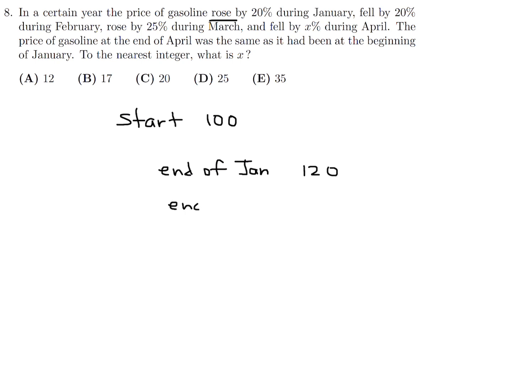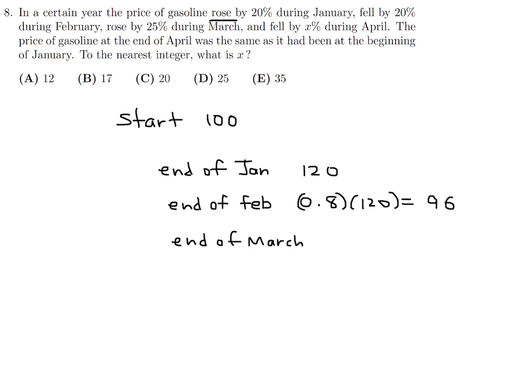At the end of February, it fell by 20%. So we have to go 0.8 times this 120 to get our new number, and that's 96. At the end of March, it rose by 25%. So we have to write 1.25 times 96, and that is 120.